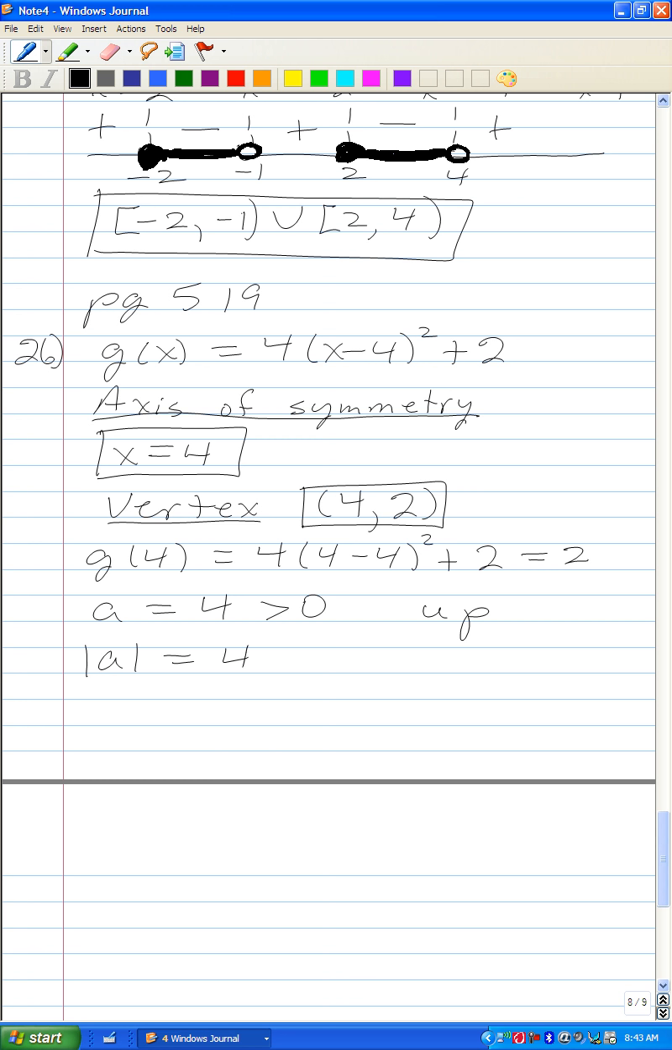A is greater than 1. It's equal to 4. And so, since this A is greater than 1, then you're going to be stretching the graph vertically by a factor of 4. And so if you look at the graph of y equals x squared, you sort of stretched it. And so it becomes this elongated, thin sort of graph as compared to the graph of y equals x squared.